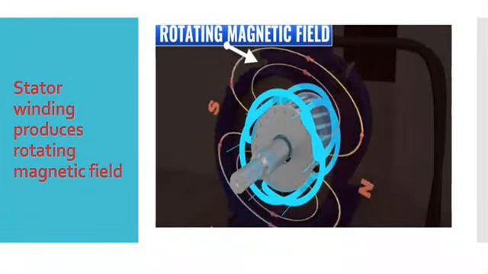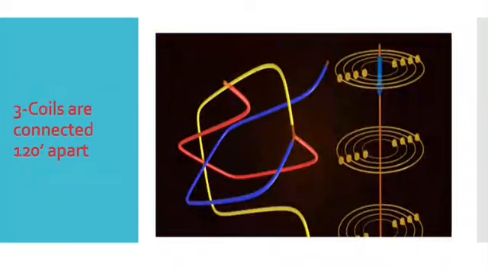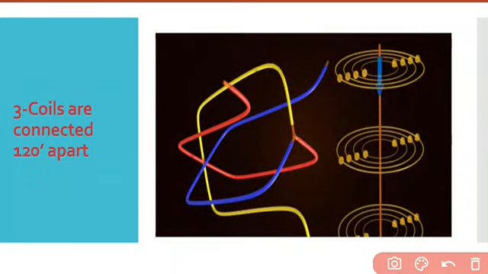To understand how the rotating magnetic field is generated, we simplified the stator winding. Here 3 coils are connected 120 degrees apart. We can see there is coil number 1, coil number 2 and coil number 3.